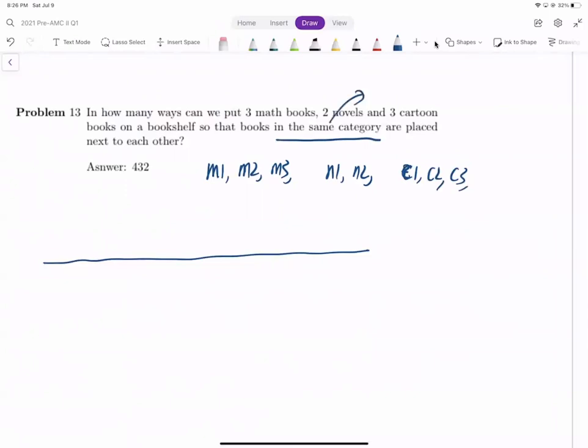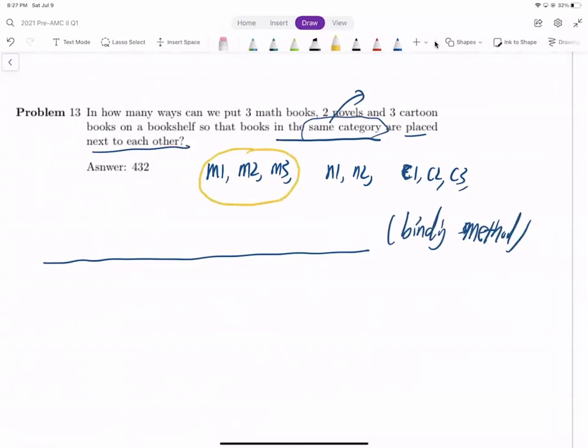For this kind of thing, there's something called the binding strategy, or we say binding method, because we require books in the same category to be placed next to each other, so we can pretend they are the same thing. Okay, so we just bind, we pretend one big book, and then this is another big book. This is another big book, right? So then we have a big math book, a big novel book, and a big cartoon book, right? Okay.